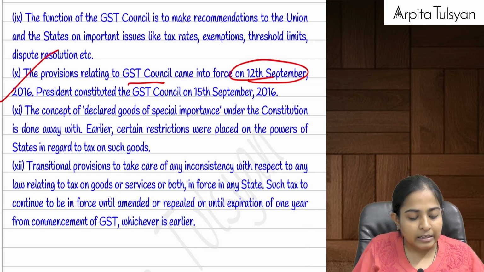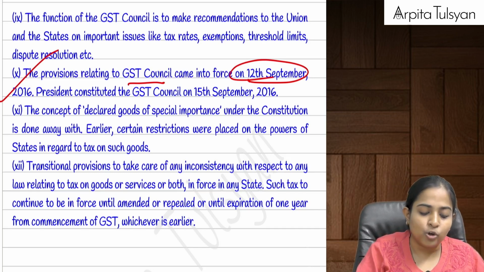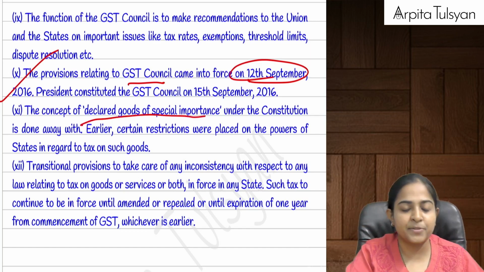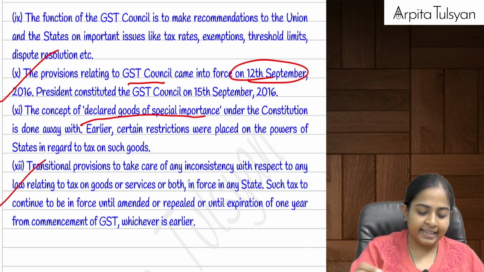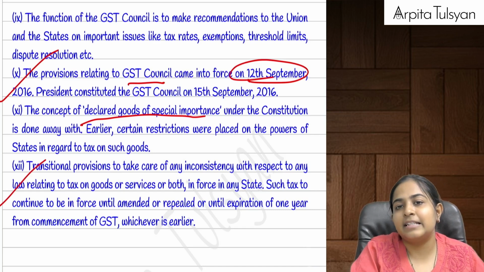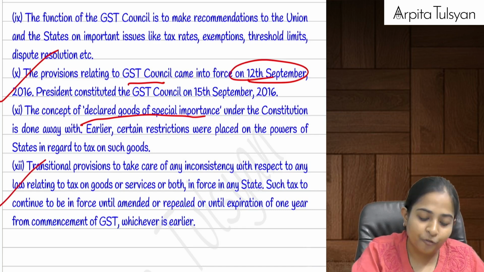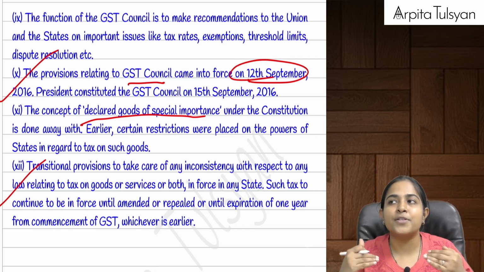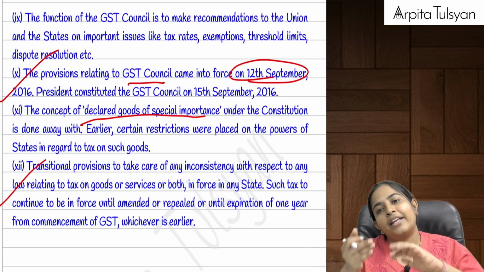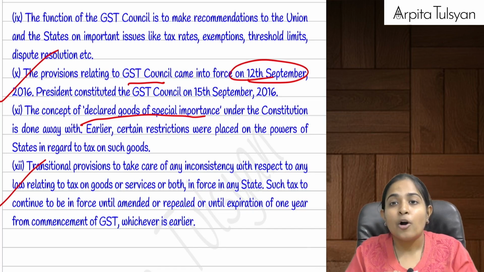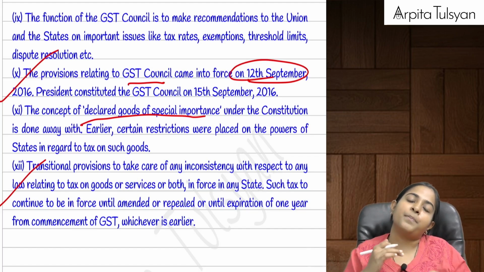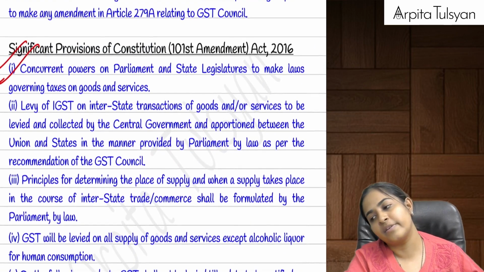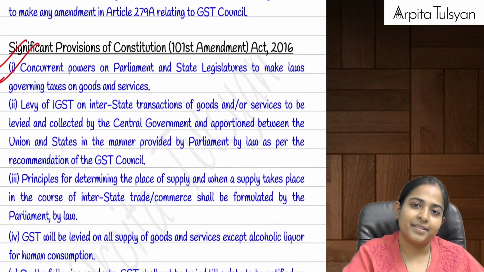Okay, then earlier there were certain goods which were called declared goods of special importance. Now that concept has been totally removed, and then they are telling that from the date when GST came into picture, from that day, for a period of 1 year, there will be some transitional provisions, because we are going from old law to new law. So there will be some ease, or some convenience given to you for the purpose of smooth transition. Okay, the rest of the points which are given here in significant provisions, those we have already covered in the earlier points. Are you clear with this?